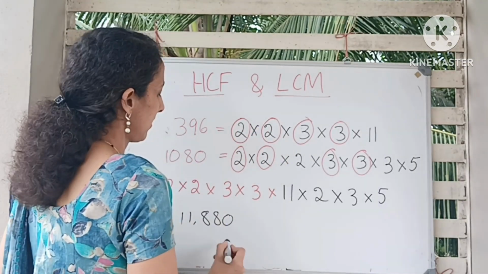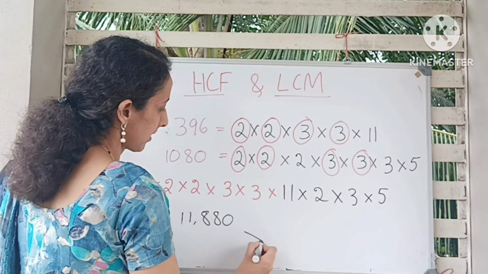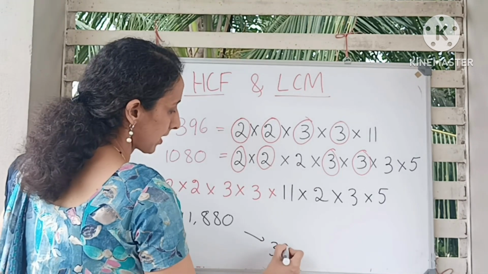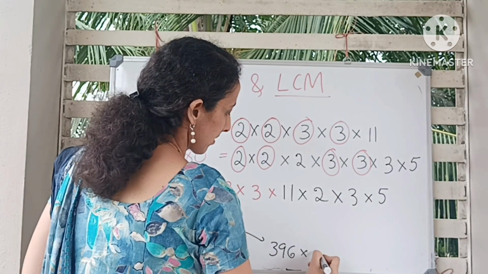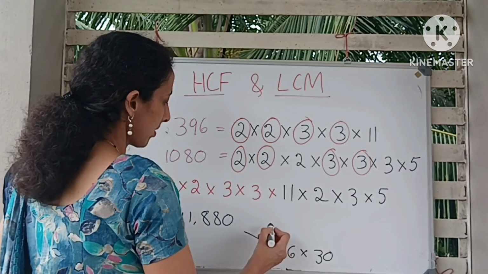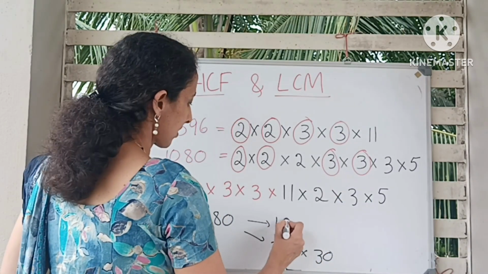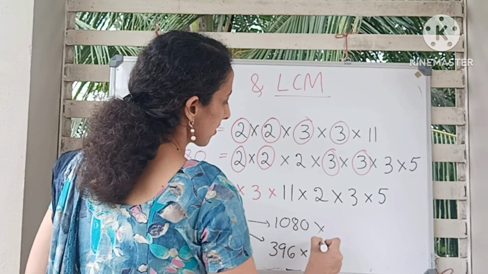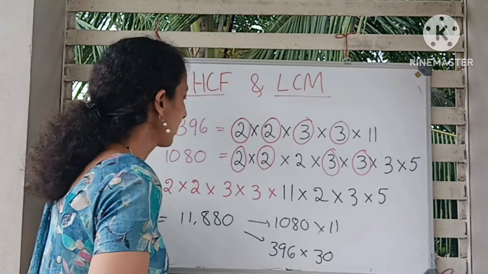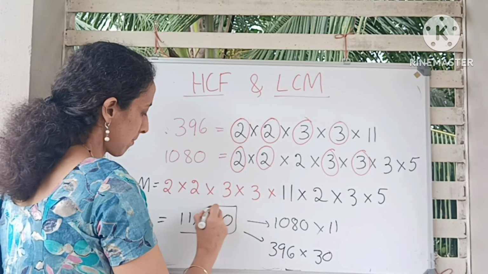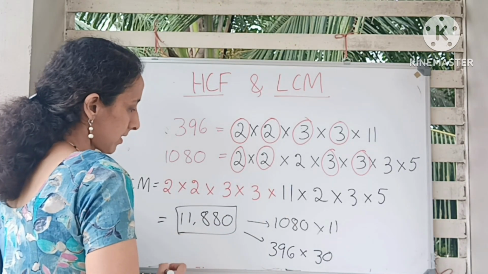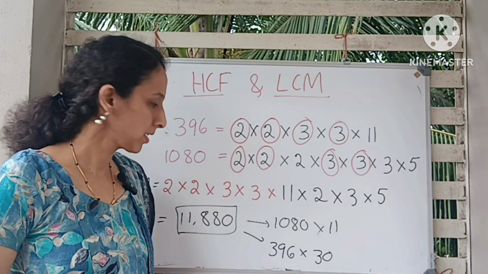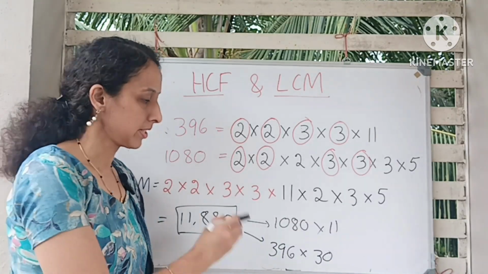So looking at this, we can say that 396 into 30, or 1080 into 11, gives this number 11,880, and that is the least common multiple of these two numbers.